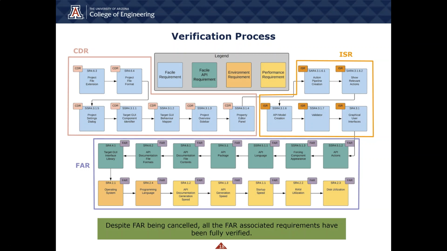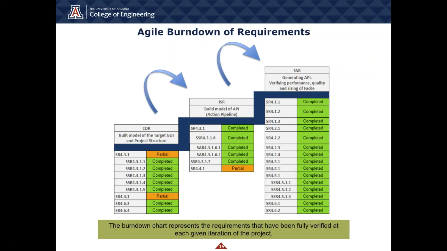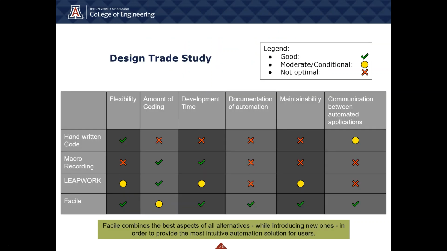CDR and ISR were primarily focused on functionality within Facil, and FAR was primarily focused on functionality of generated APIs and performance. This diagram shows how requirements were verified throughout the Agile development lifecycle. A set of requirements were either fully or partially verified at each given iteration. This table is a simplified version of a trade study we conducted, which compares existing automation solutions to Facil.